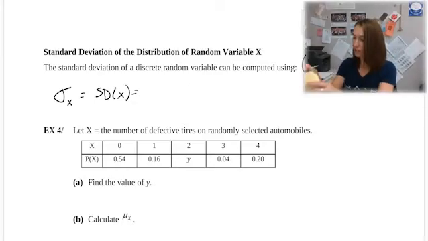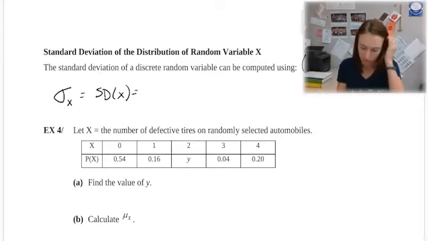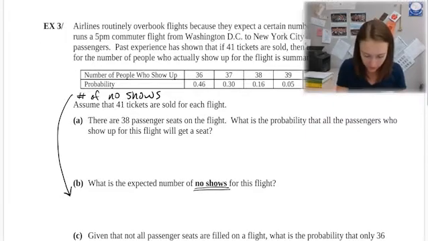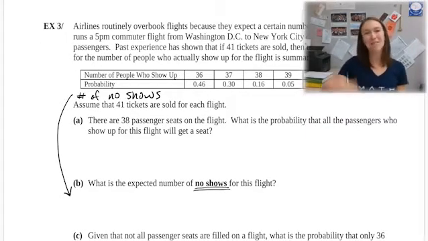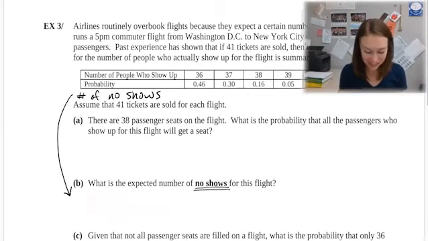All right, so next example. Airlines routinely overbook flights because they expect a certain number of no-shows. An airline runs a 5 p.m. commuter flight from Washington, D.C. to New York City on a plane that holds 38 passengers.